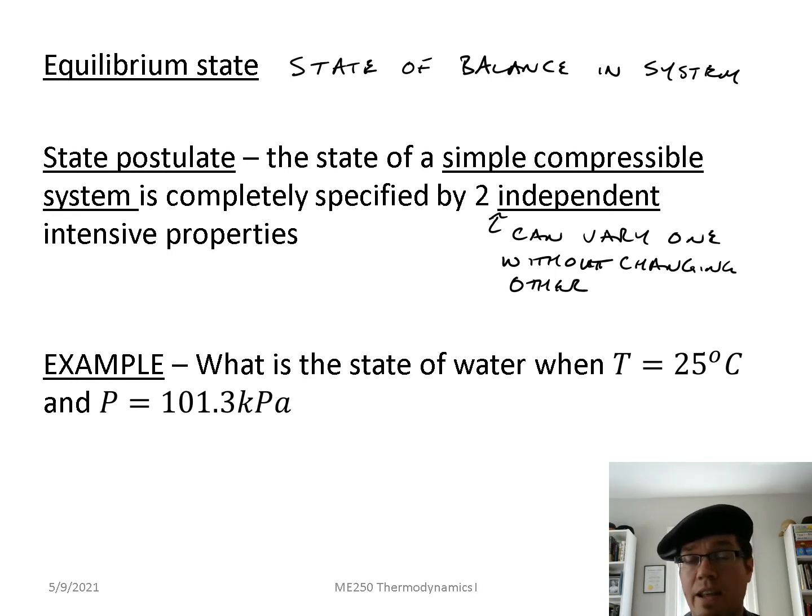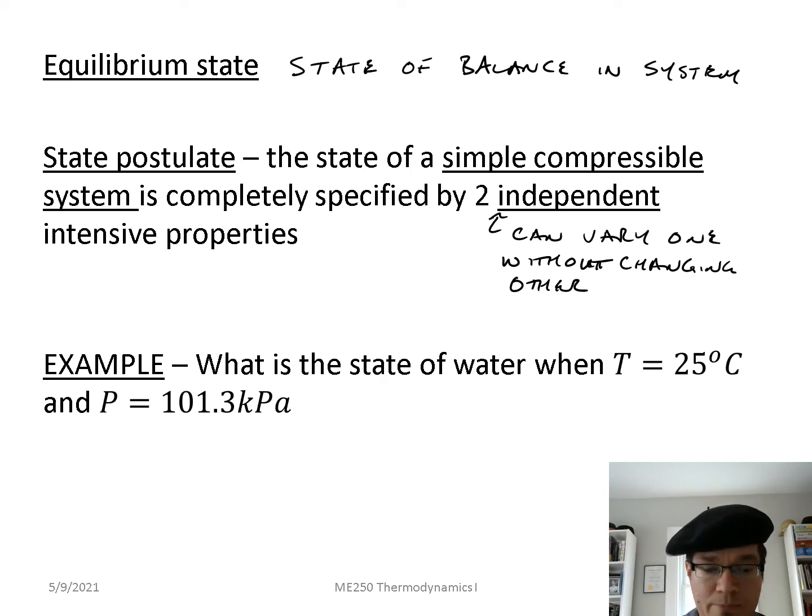It means that you can't exchange energy by kinetic or potential. If you need to model that, then you need more independent extensive properties. The independent extensive property for gravitational potential energy is height. The independent extensive property for kinetic energy is velocity. So if you need to bring those in, you bring them in. But if you're just considering something where there's internal modes of energy transfer and compressibility effects, then it's a simple compressible system, and you only need two independent intensive properties.